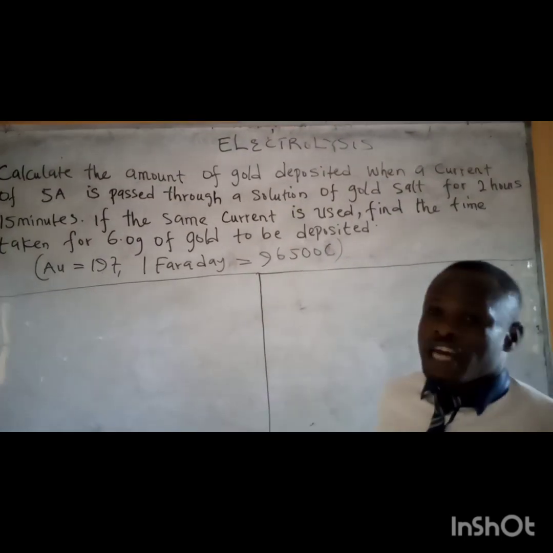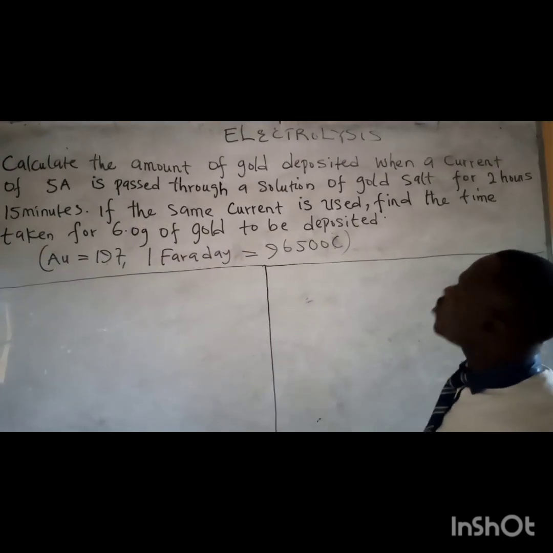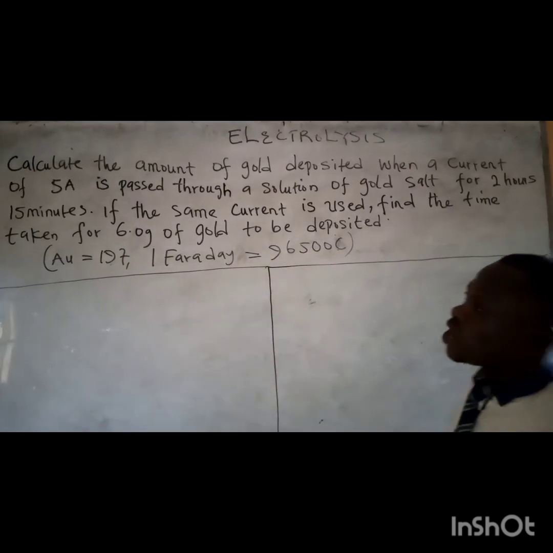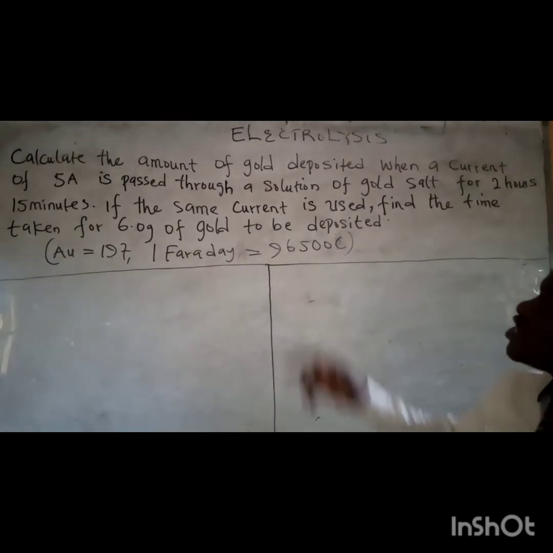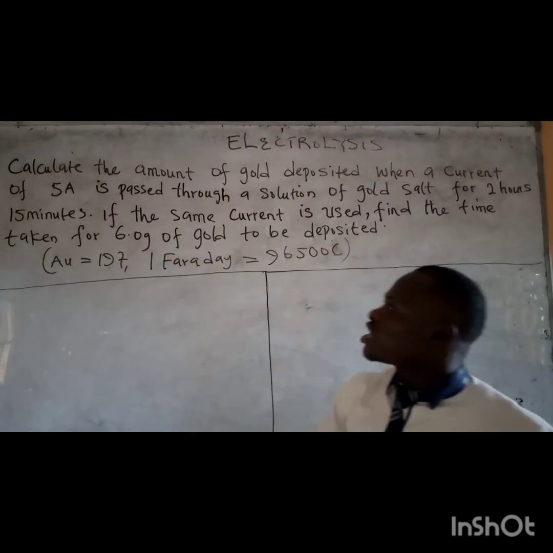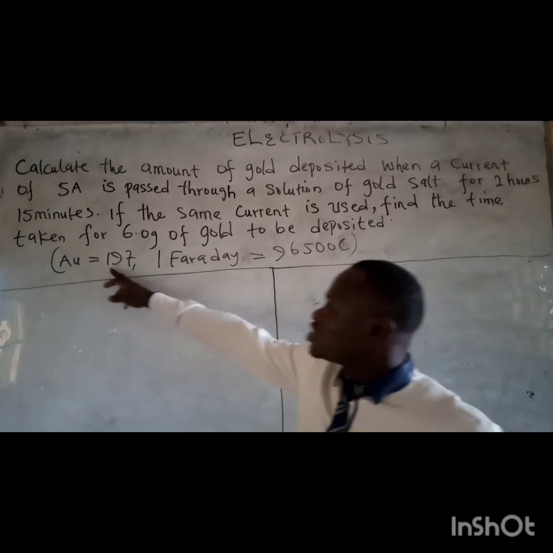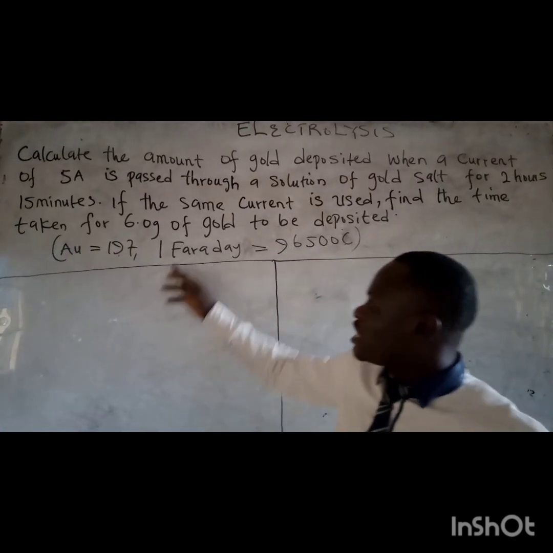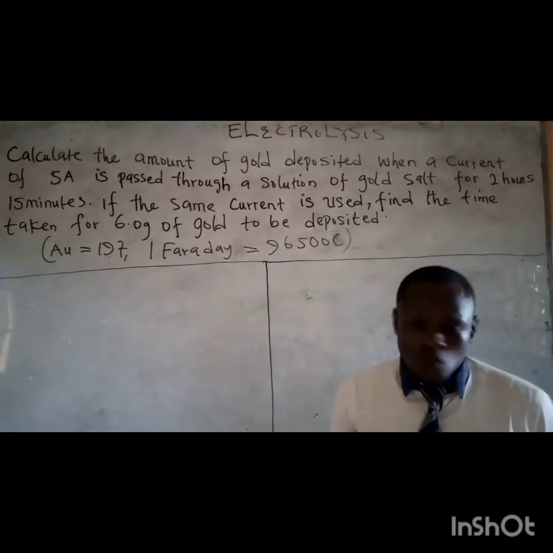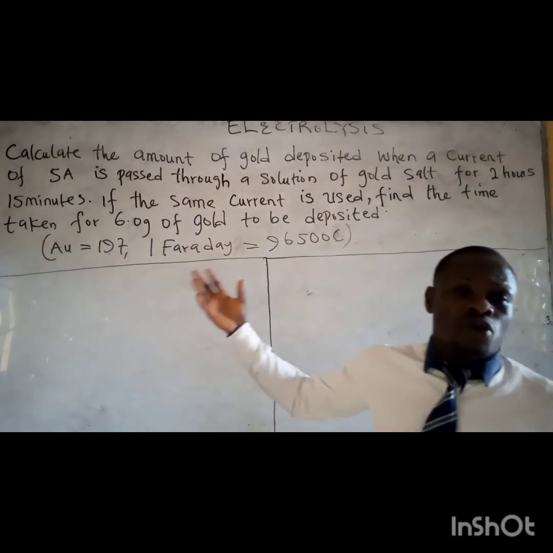If you look at the example above: calculate the amount of gold deposited when a current of 5 amperes is passed through a solution of gold salt for 2 hours 15 minutes. If the same current is used, find the time taken for 6 grams of gold to be deposited. They have given us the mass of gold here as well, 197, and they have given us 1 faraday as well, 96,500.